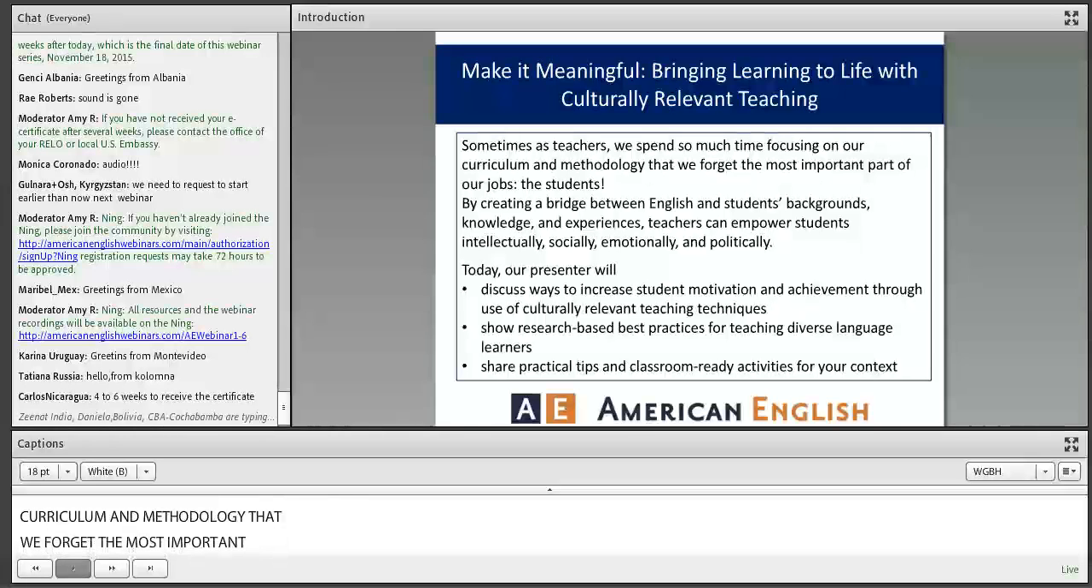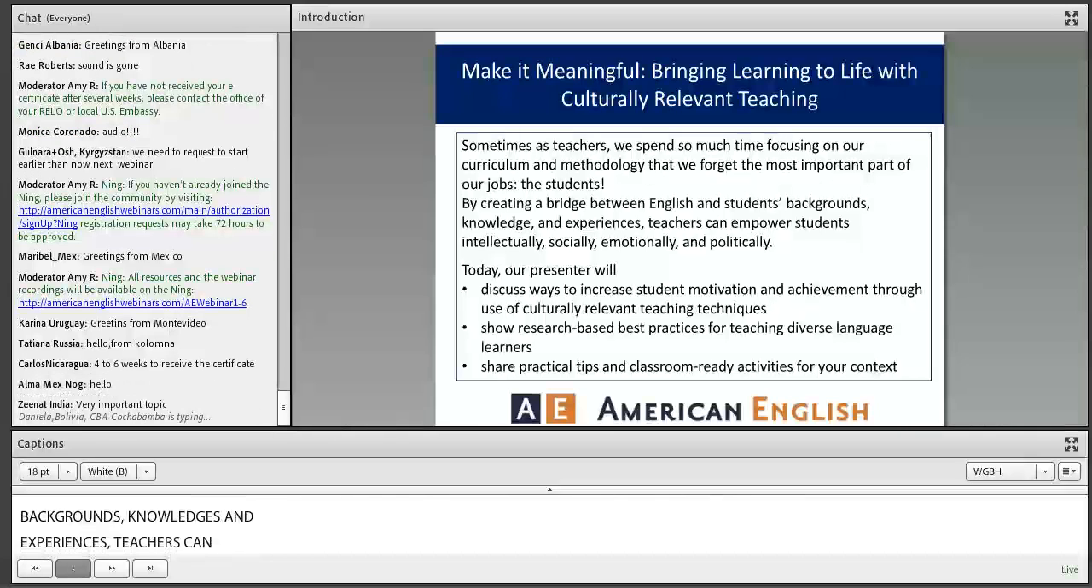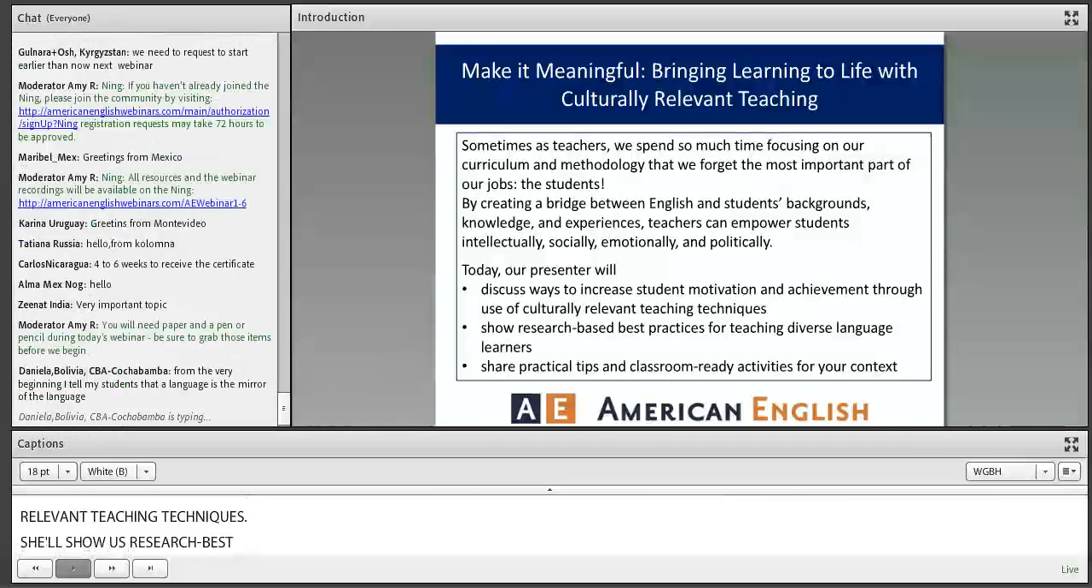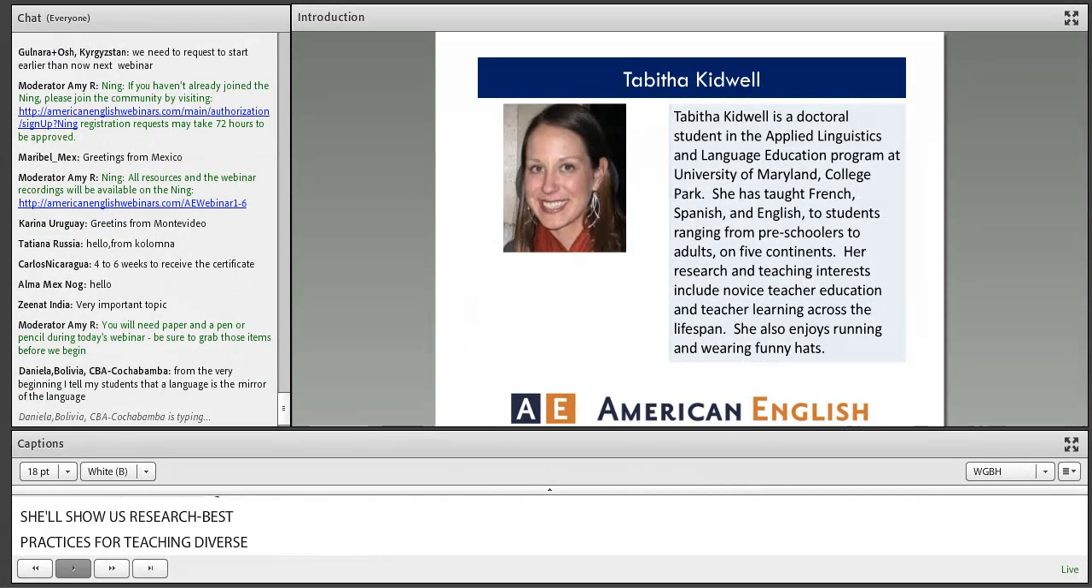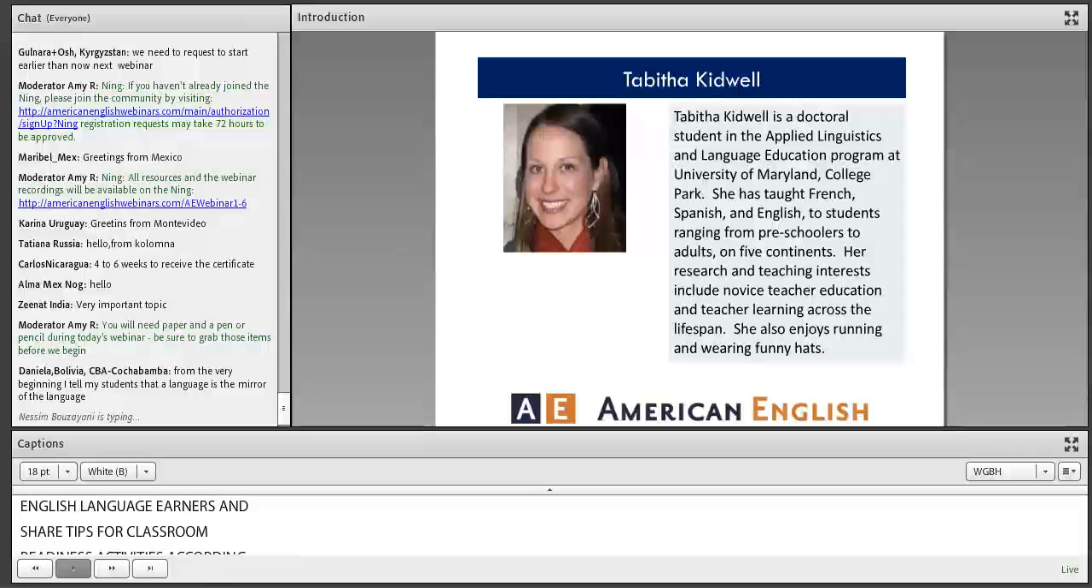By creating a bridge between English and students' backgrounds, knowledge, and experiences, teachers can empower students intellectually, socially, emotionally, and politically. So today our presenter will discuss ways to increase student motivation and achievement through the use of culturally relevant teaching techniques. She'll show us research-based best practices for teaching diverse language learners, and she will share practical tips and classroom-ready activities for your context. It's my pleasure today to introduce Tabitha Kidwell.